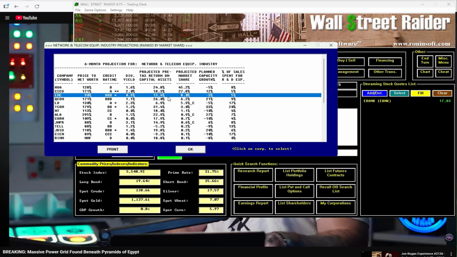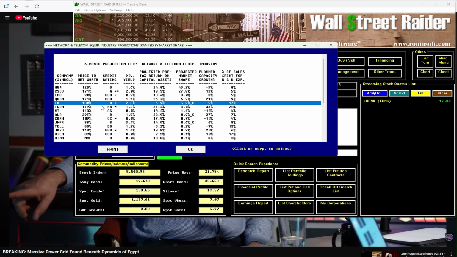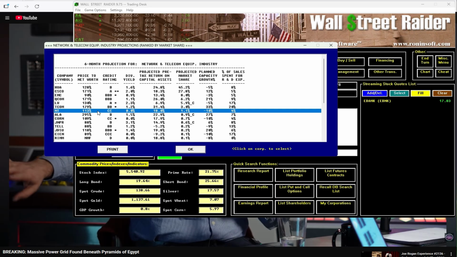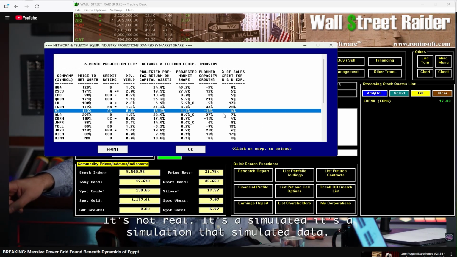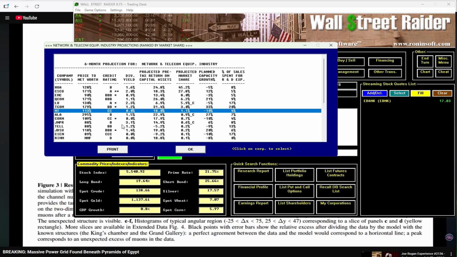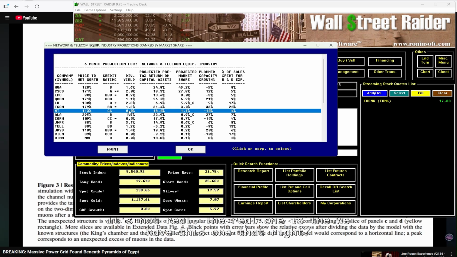Simulated data. No, those are simulated data. It's not real, it's simulation data. So you're saying this is a simulation? It says it's simulation, not real data. The corrected image, see, it's not real. The real one is only this one.